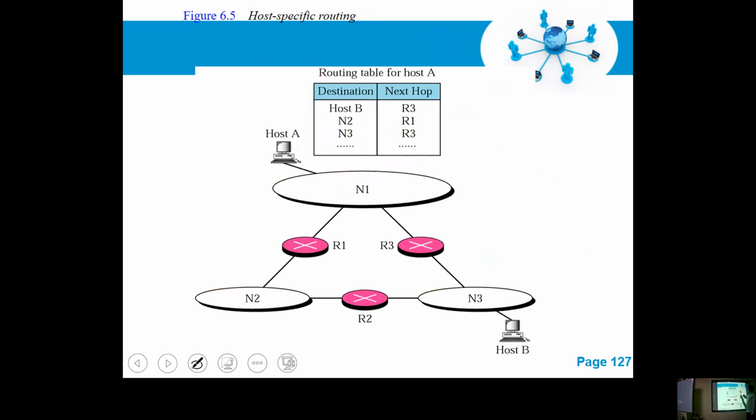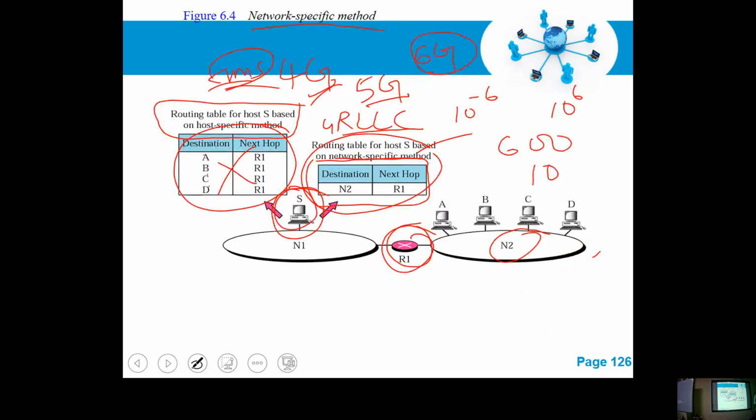So host-specific routing, like the routing table for host A. If I consider host B, if I have to go to host B, it says I need to contact R3. If I have to go to N2, I'll contact R1. If I want to go to N3, I'll contact R3. So like that, there are some cases where some of the routers want to implement this host-specific method. In that case, we will be specifying entries like this instead of specifying the network-specific method.